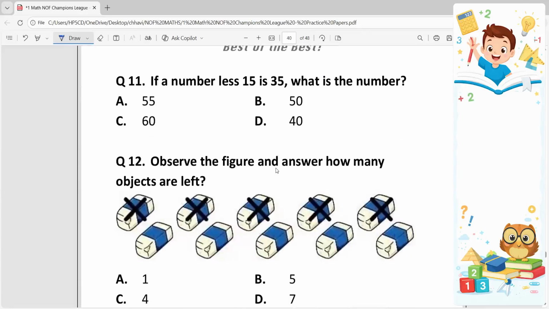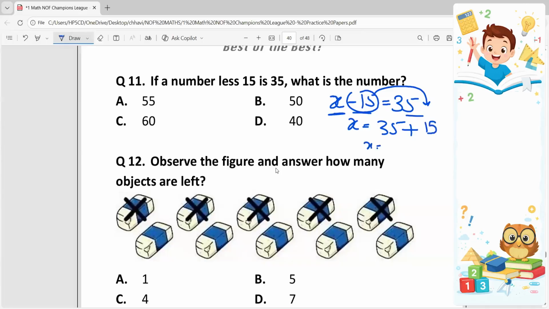Question number 11. If a number less 15 is 35, what is the number? So it is like if a number is less 15 and then it is 35. So what is the number? This is the equation. Now again to find x, we will just shift this number from this side to over here. So we will change the sign also because when you transfer a number from one side to another side, the sign changes. And since it is minus here, it will be plus over here.